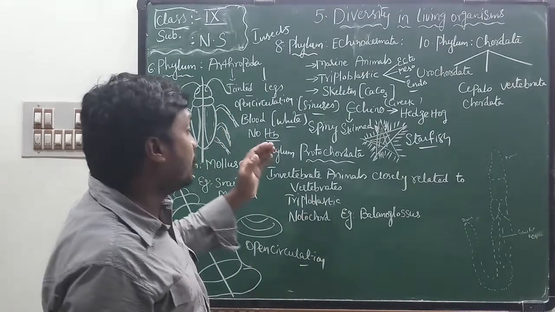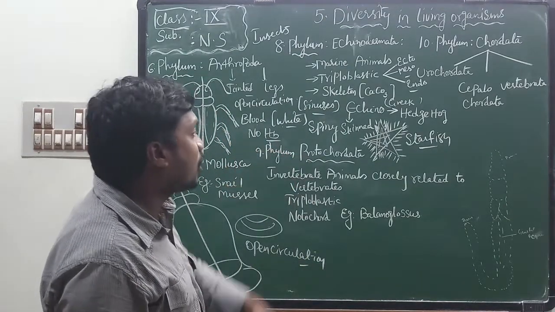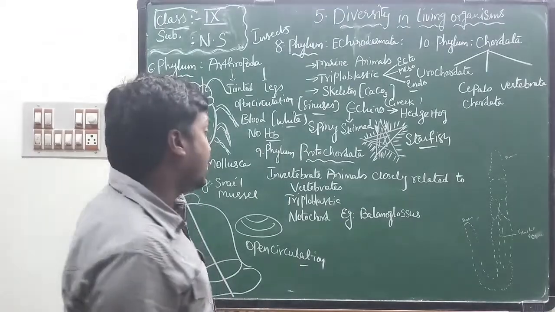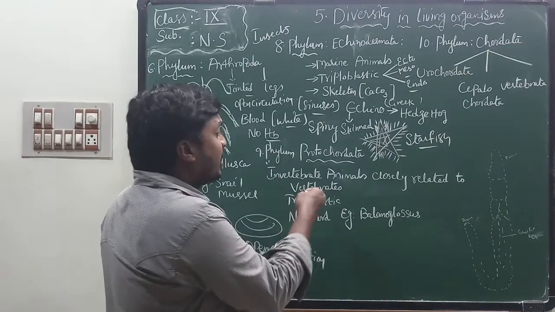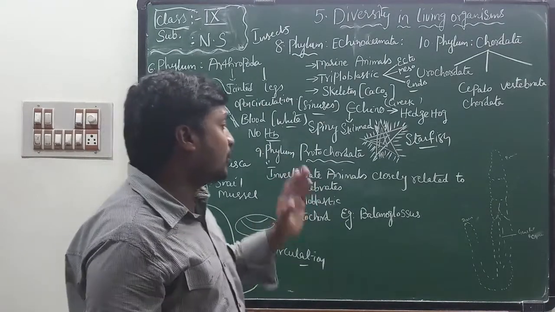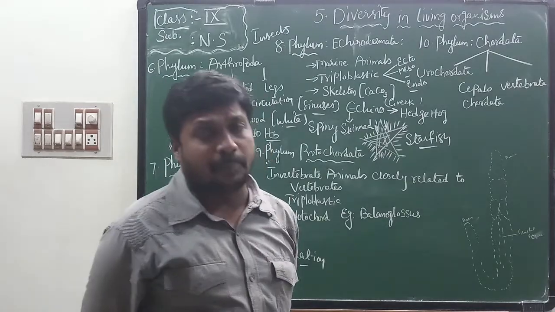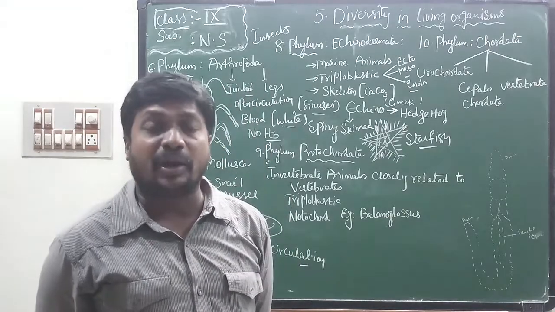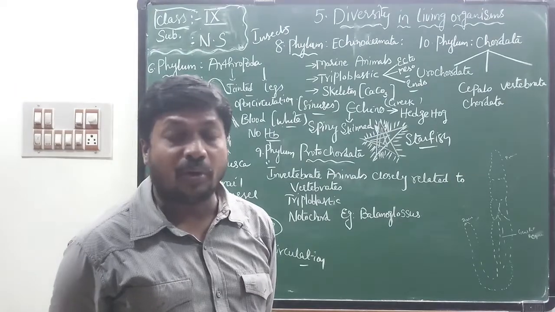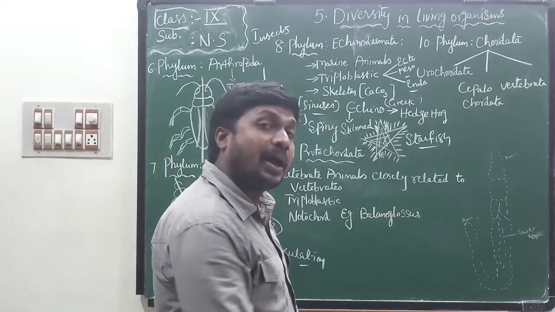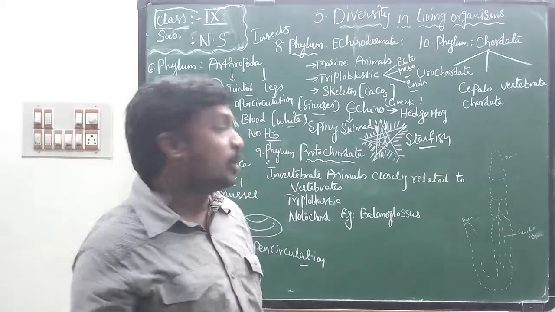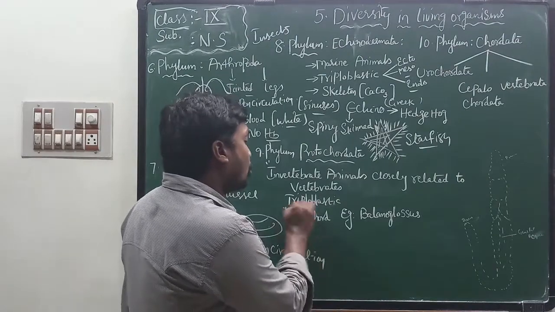Now I will explain about the next phylum, that is called Protochordata. Protochordata means they are invertebrate animals closely related to vertebrates. Invertebrates means they do not have a vertebral column or backbone. Instead of a vertebral column, they have a notochord.